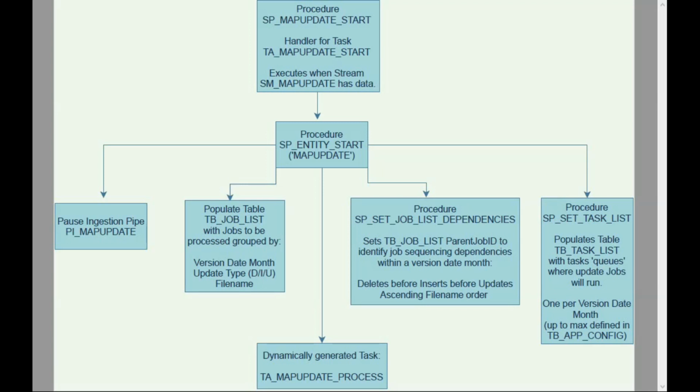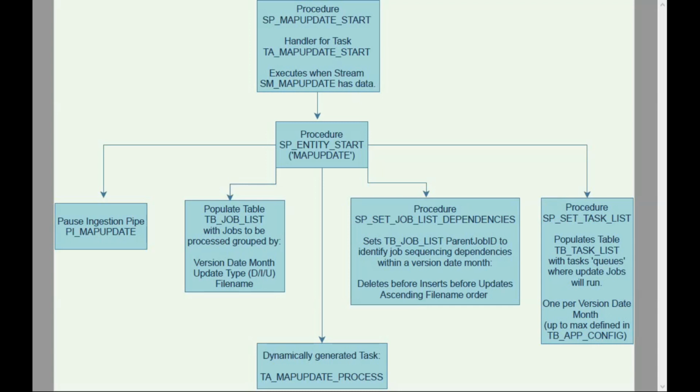The first thing it does is declare stream SM map update using a DML statement so that task TA map update start won't execute again during this update cycle. It next inserts the required job entries for this update cycle into the job list table.